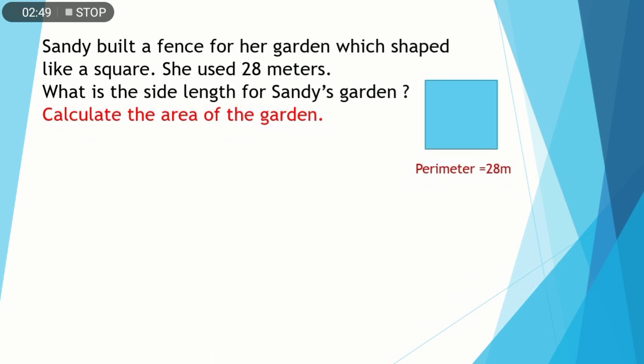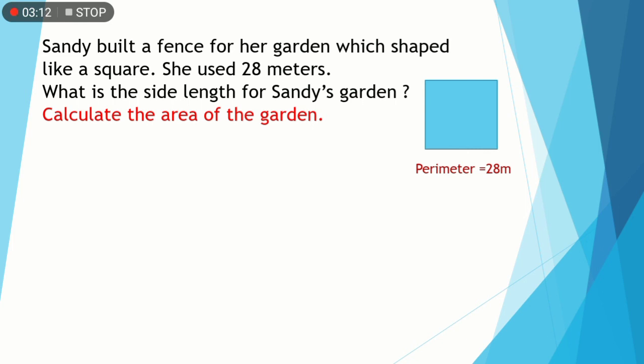Sandy built a fence for her garden which is shaped like a square. She used 28 meters. What is the side length for Sandy's garden? Calculate the area of the garden. How can I get the area? Area equal side times side.